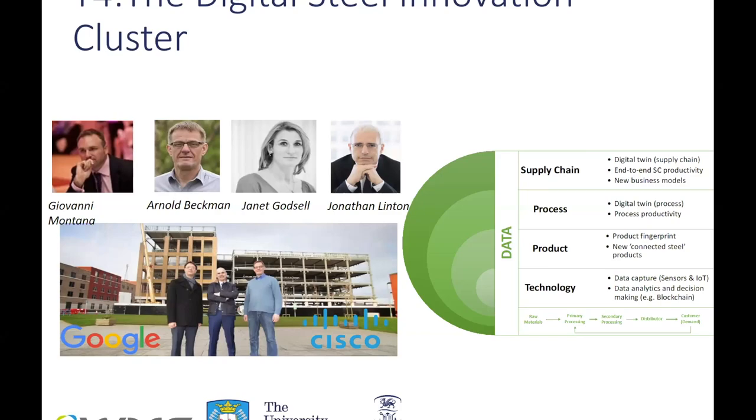We're looking at end-to-end supply chain productivity as well, new business models, disrupting supply chains, new product fingerprints, connected steel products. We're looking at various technologies such as blockchain to almost police the steel. So you've got confidence and trust that the steel that you purchase has emitted X carbon or below a level of carbon dioxide, or how much energy has been used to make that. And then using key identifiers to make sure that you've actually got something that can go around the cycle, ad infinitum, without losing track of where the various products have originally come from. We're also looking at data capture sensors, Internet of Things, to bring together the plants and to have much more information about the products that we're making.